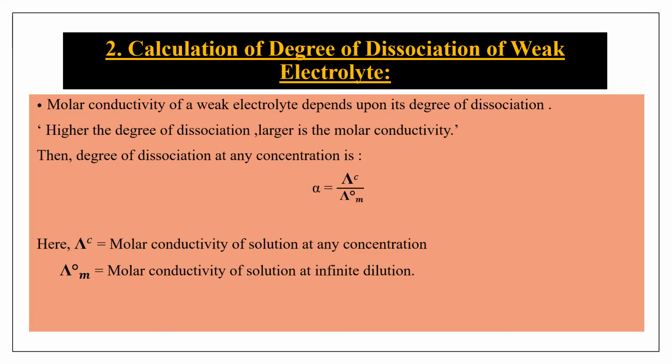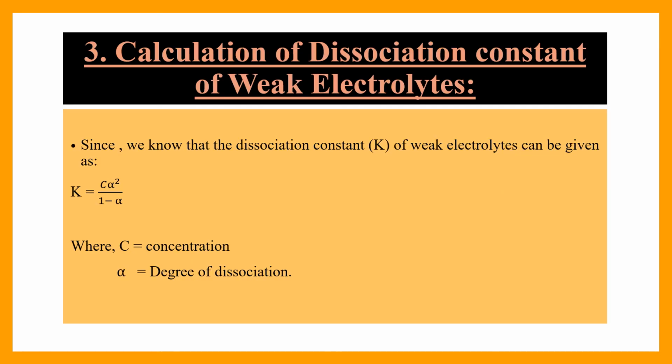The second application is the calculation of the degree of dissociation of weak electrolytes. The molar conductivity of weak electrolytes depends upon their degree of dissociation, which is denoted by alpha. The higher the degree of dissociation, the larger the molar conductivity. Then the degree of dissociation at any concentration is alpha equal to lambda C upon lambda naught M, where lambda C is the molar conductivity of the solution at any concentration and lambda naught M is the molar conductivity of the solution at infinite dilution. Similarly, calculation of the dissociation constant of weak electrolytes.